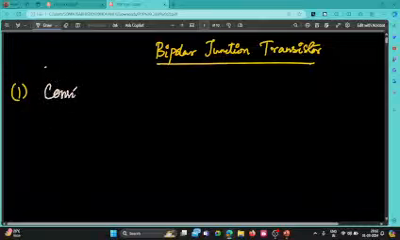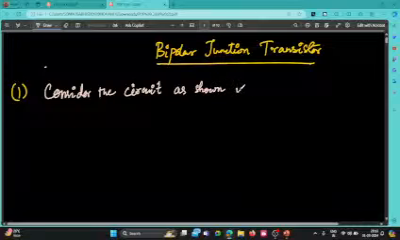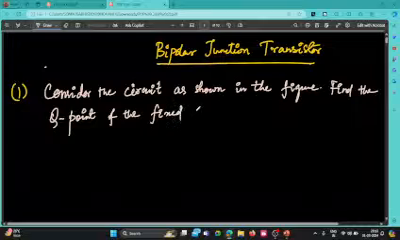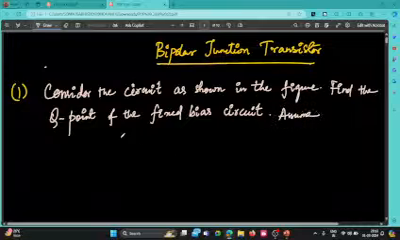Consider the circuit as shown in the figure, and find the Q point of the fixed biased circuit. Assume that ICBO is very less than IB.